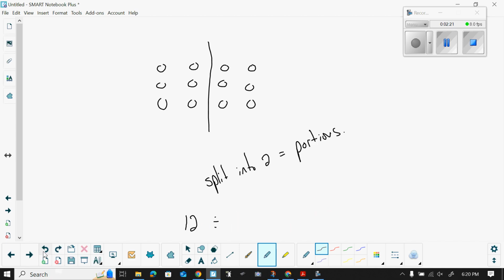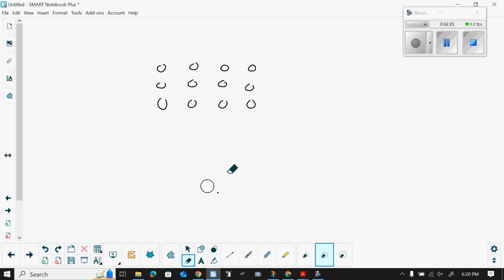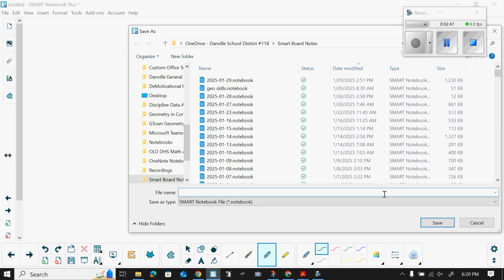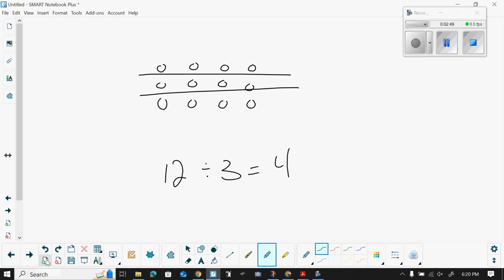This also means, let me get rid of this here, let's say instead of dividing into 2 equal portions, I said I want to split it into 3 equal portions. Well, I'd have to draw it this way, right? Notice 12 circles split into 3 portions equals what? Notice how much each portion has. 4, right? There's 4 circles in each one of those portions.